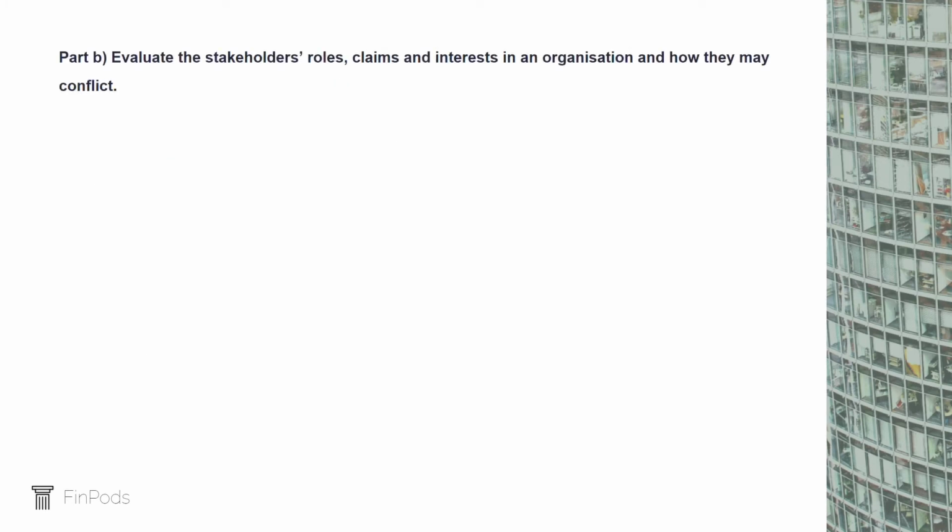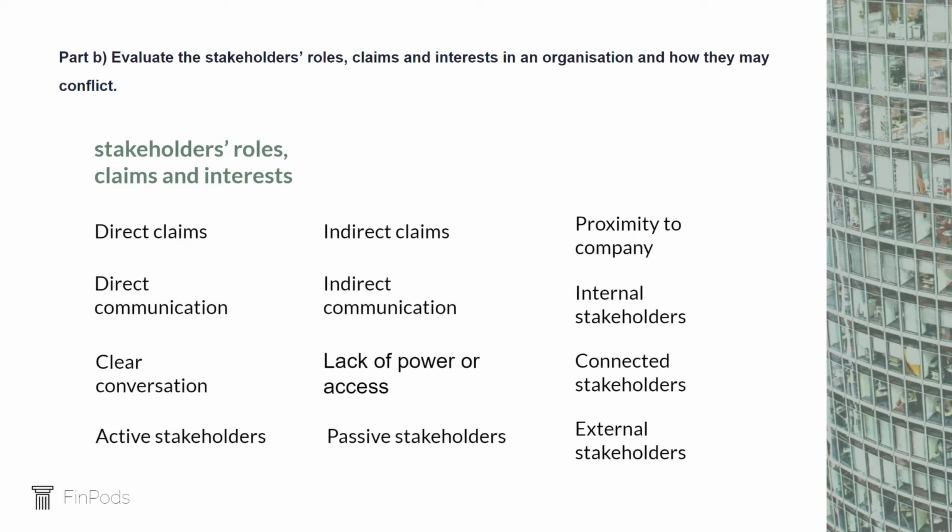Part B. Evaluate the stakeholders' roles, claims and interests in an organisation and how they may conflict. Because stakeholders are connected in some way to the company, we can categorise and classify them in various ways. If we look at the claims of these stakeholders, we can state that they come in different forms. Stakeholders may have direct claims to the business and will communicate them directly and clearly.